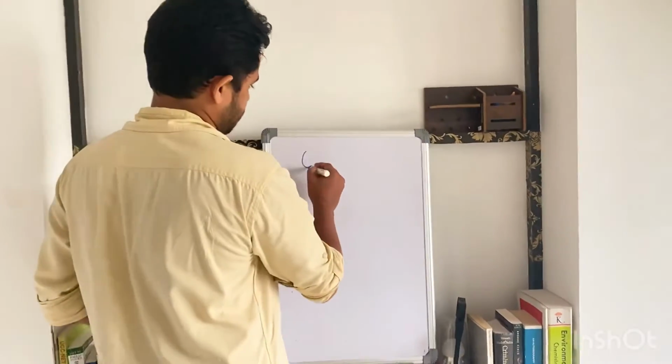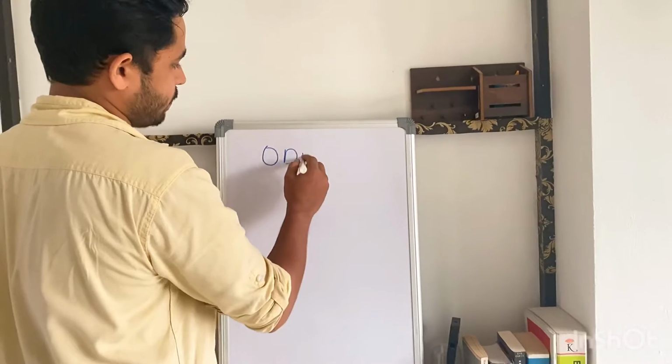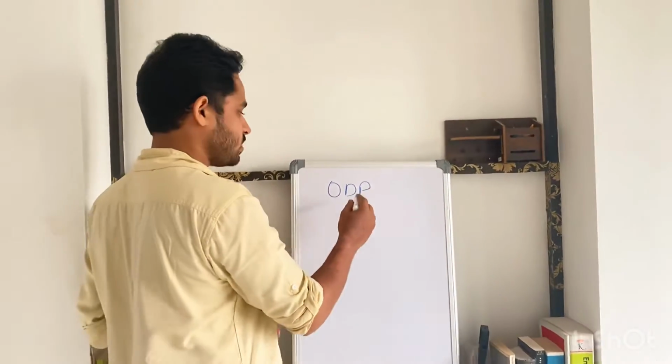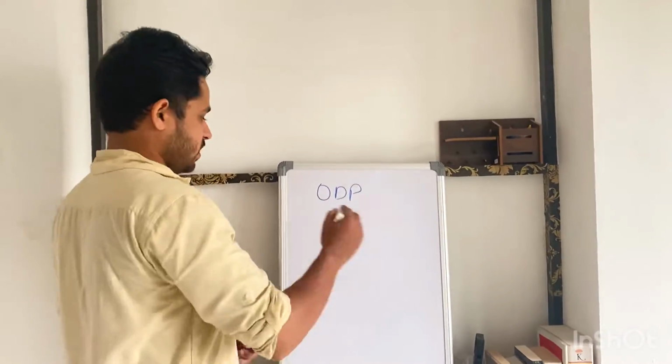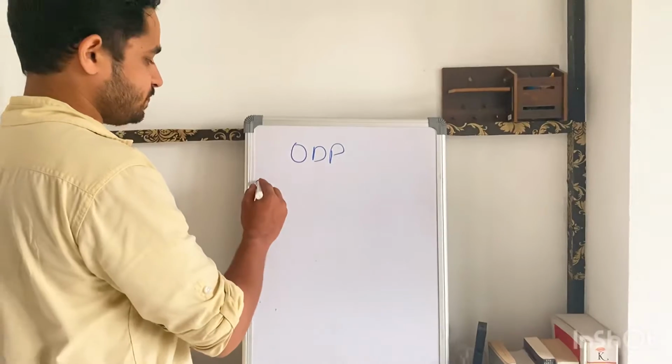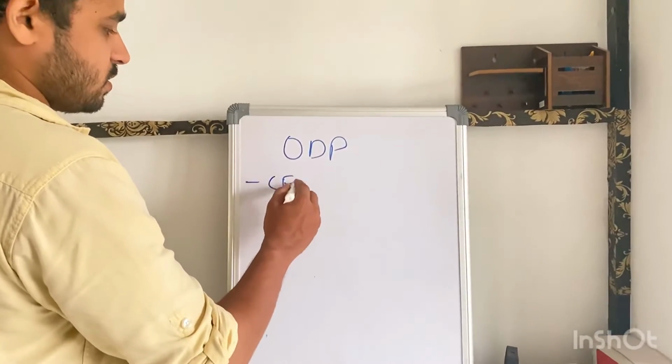Hello members, in our last video we discussed global warming potential. There is a similar trait for ozone depletion, which is called ozone depletion potential, abbreviated as ODP, where O stands for ozone, D stands for depletion, and P stands for potential. It is measured in relation to CFC 11.